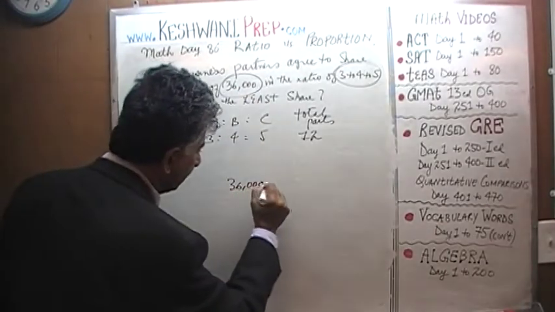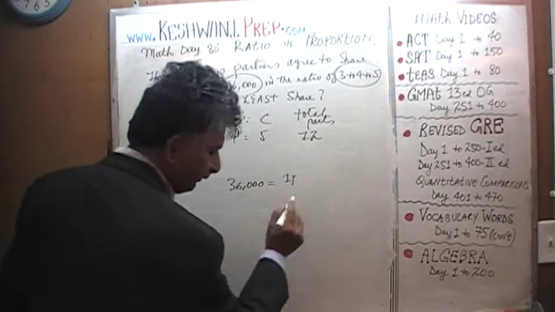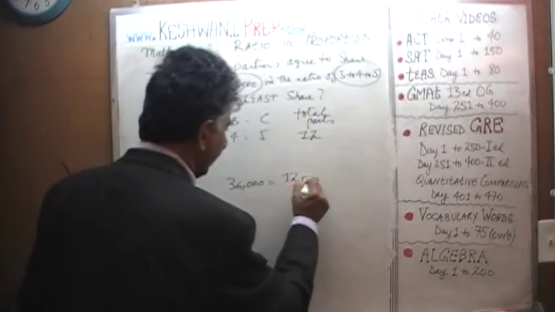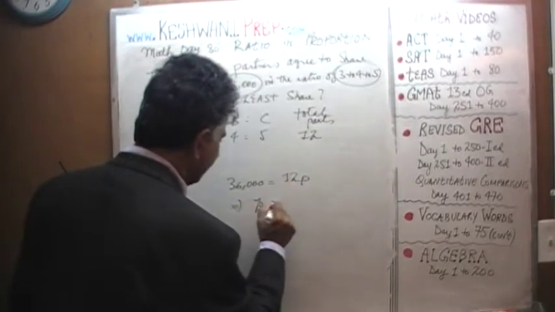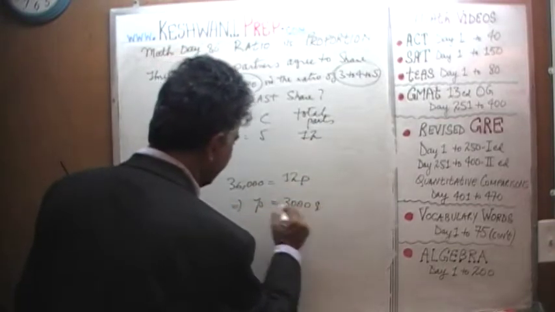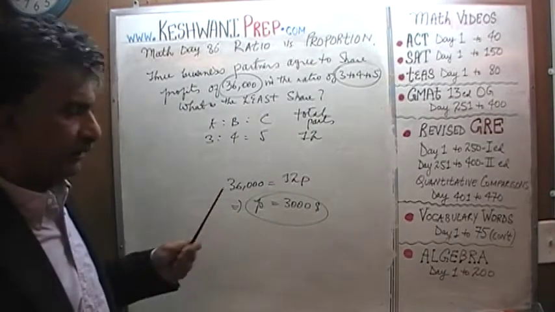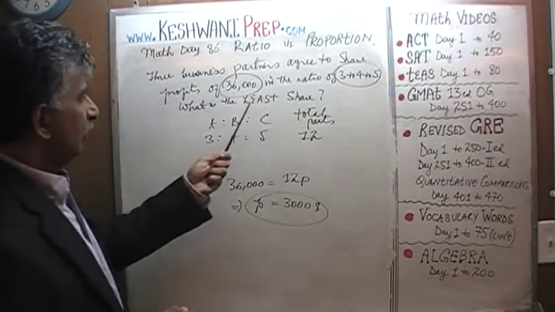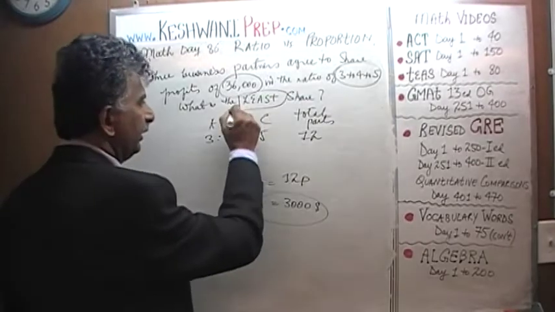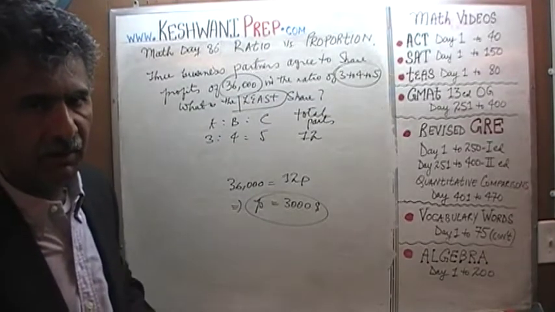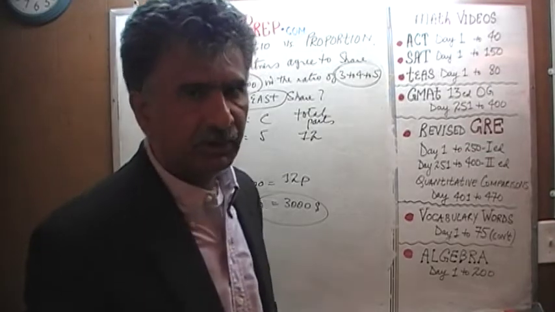36,000, we know, equals 12 parts, which implies that each part must be worth $3,000. Each part is worth $3,000. Just divide both sides by 12, and that's it. We are done. Very simple. They're looking for the least part. This is the part that you have to pay attention to. Make sure you answer what is being asked. Otherwise, there's a chance of making careless mistakes.